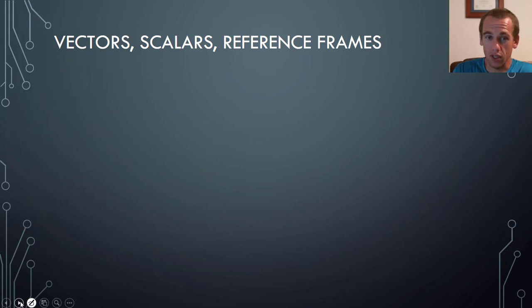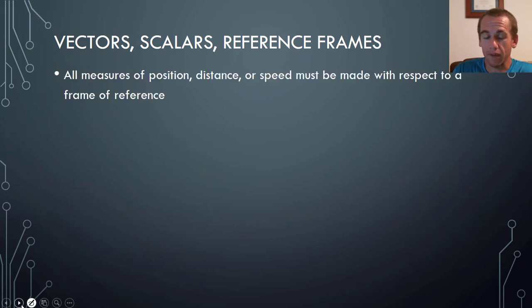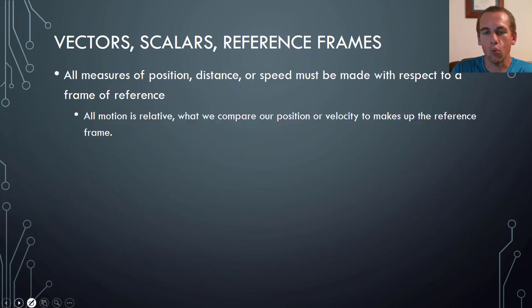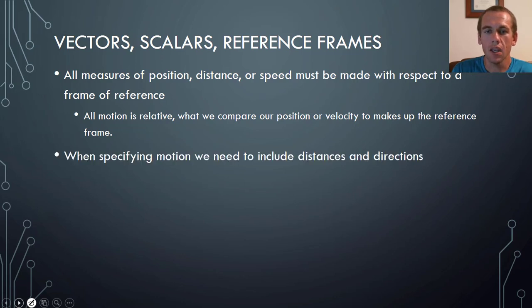To do this, we use measurements called vectors, and we reference those with a frame of reference, because when we're talking about position, distance, or speed, we have to make those measurements relative to something else. You have to compare your position to some other object in order to describe it. If you've ever been in a pickup truck or in a car or in a vehicle of any kind, you know you're at rest relative to the car when you're sitting in the seat, but you're in motion relative to the ground. So all motion is relative, and what we compare the motion to, that is what makes up our reference frame.